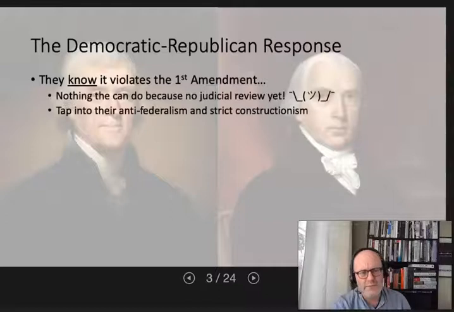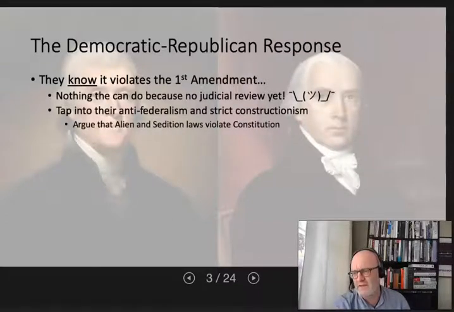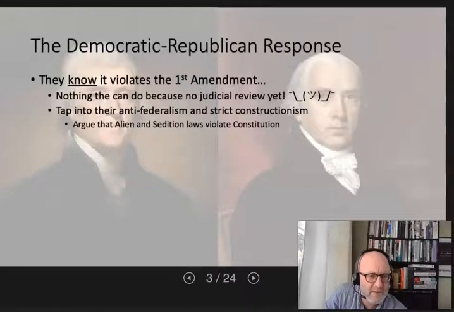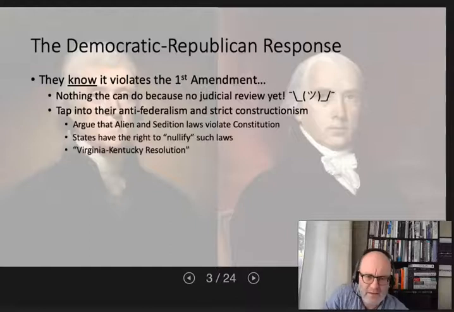Thomas Jefferson knows it's against the Constitution, but tough luck, buddy. There's no judicial review yet. So that's Marbury versus Madison, 1803, that establishes judicial review. So what are you going to do? He kind of stomps his feet a little bit. And then he writes something.